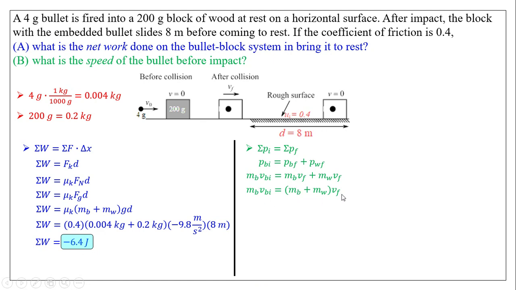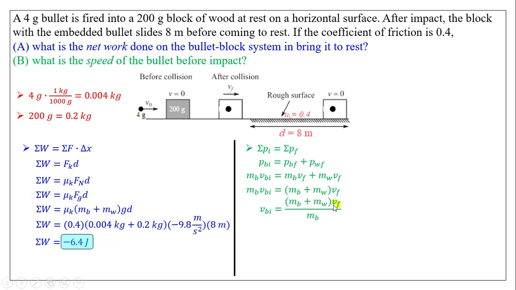The right side, once again, I factor out VF, so it would just be the mass of the bullet plus the mass of the wooden block times the final velocity. And then from here, I'm just going to go ahead and divide both sides by MB just to get VBI by itself, or in this case, my VBI is the same as this V naught in the diagram, right? Because it wants the initial speed of the bullet before impact. All right. So I'm going to do a little algebra manipulation by dividing both sides by the mass of the bullet, just to get the VBI by itself.